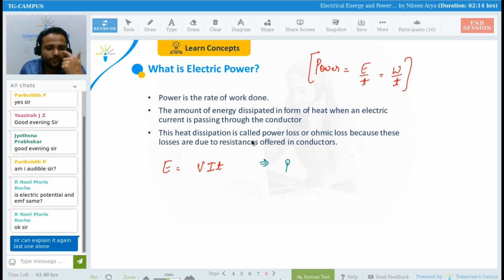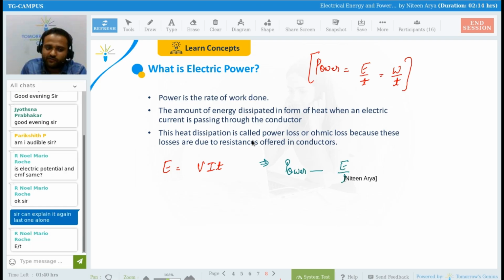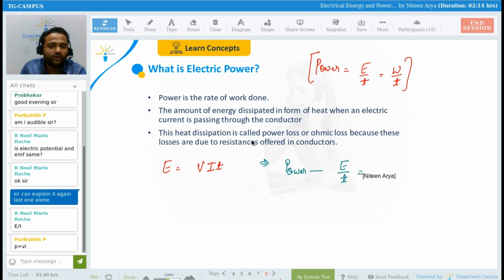Unless I have to go in some pond, I have to die in the pond itself. Small water pond. What is the formula of power? Anyone or everyone, just write it down.